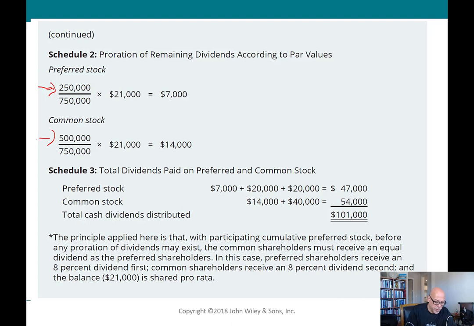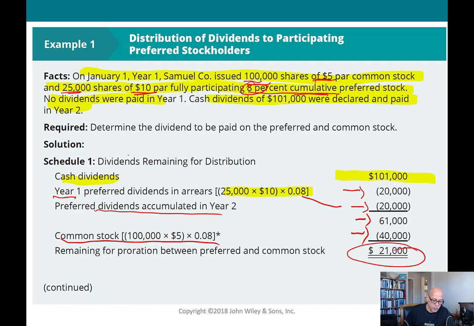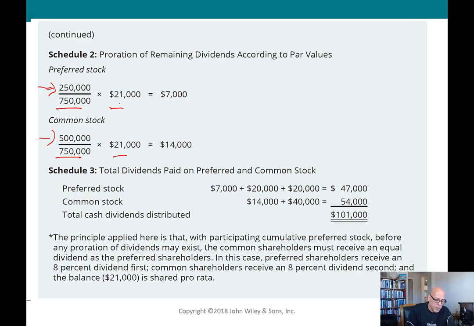Of course, 500 plus 250 gives me the denominator here of 750. And so proportionately, remember that 21,000 that was left over. Proportionately, 7,000 should go to the preferred shareholders, 14 to the common shareholders.